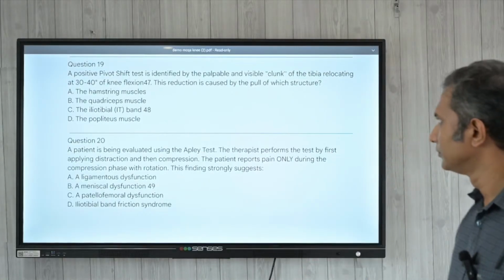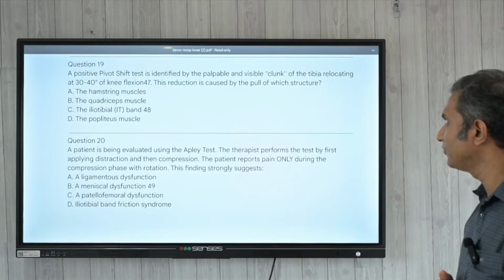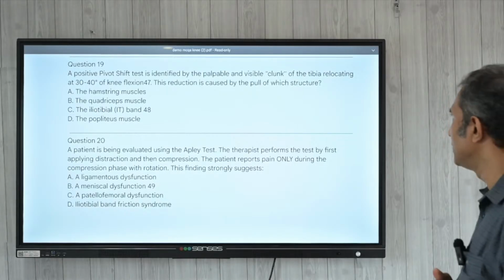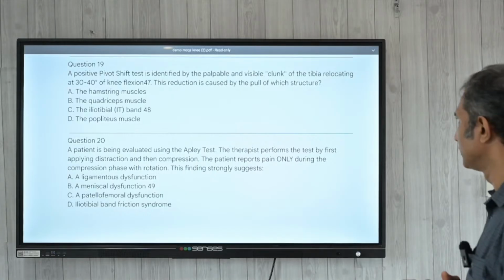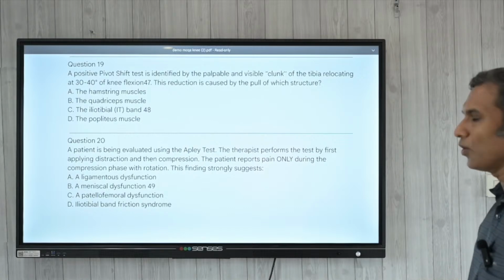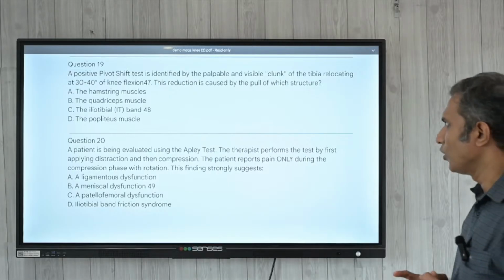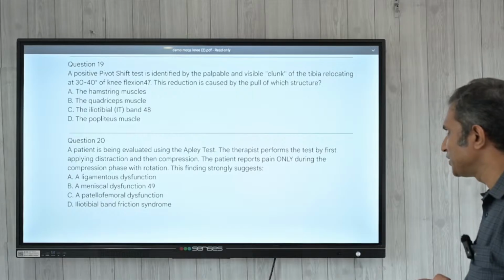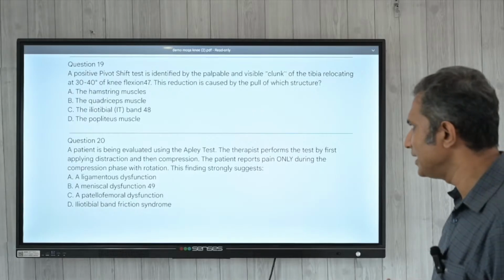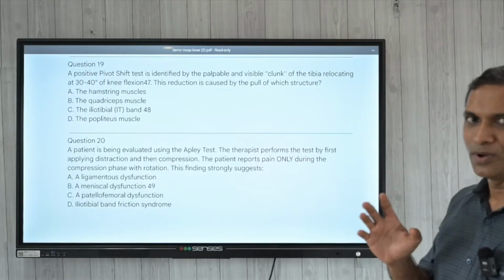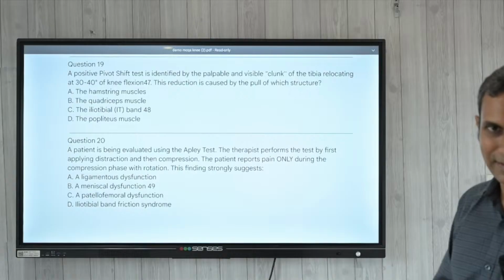Question 19. A positive pivot shift test is identified by the palpable and visible clunk of the tibia relocating at 30 to 40 degrees of knee flexion. This reduction is caused by the pull of which structure? Option A, hamstring muscle. Option B, quadriceps muscle. Option C, iliotibial band. Option D, popliteus muscle. Those who have given their full attention in the theory discussion would be able to answer this.